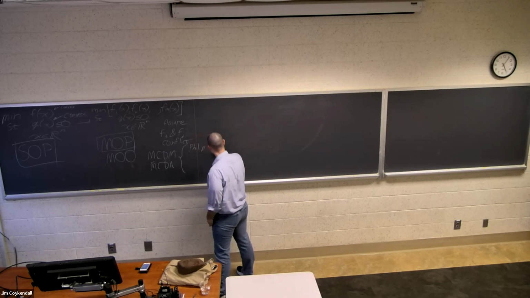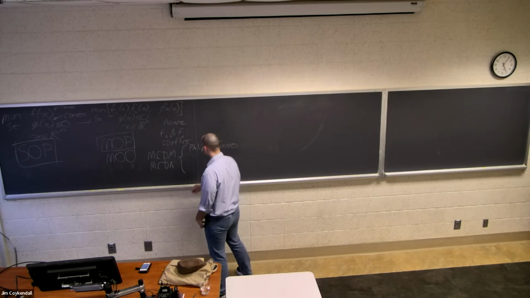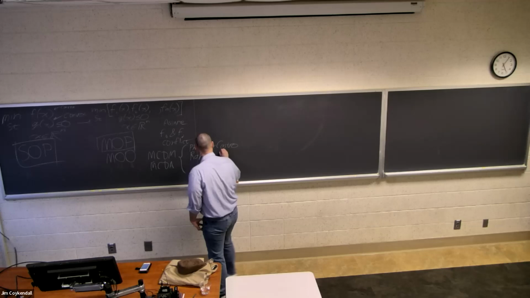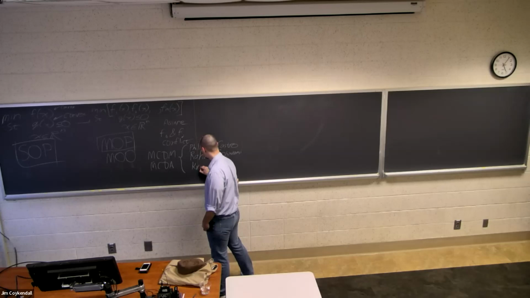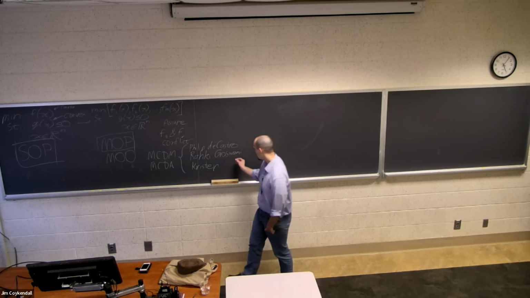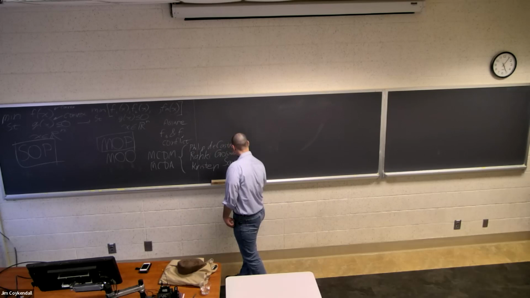I hope I spelled his name right. Philip Picastro. I'm going to get her name wrong. Raki Goswami. And Kaysad. I'm assuming she's still sad because I don't think she's gotten married yet. I think she's engaged, but not married. These are all my academic siblings.